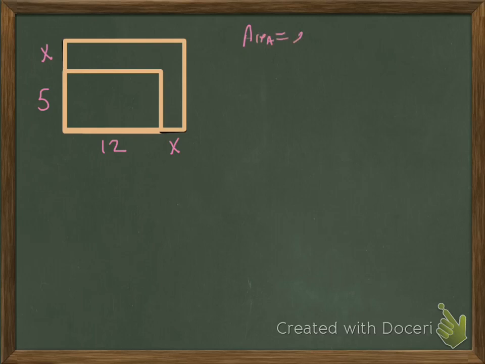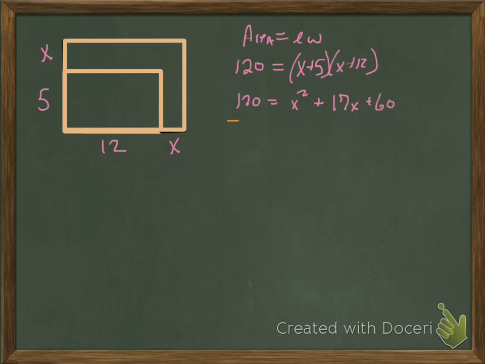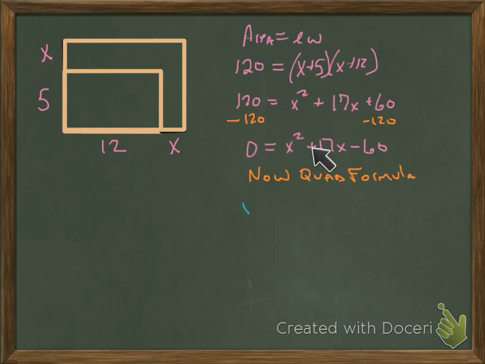Since the total length on one side is going to be 12 plus x, or x plus 12, and the total length on the other is x plus 5, I can FOIL that out. And then once I FOIL it out, I get it into standard form by subtracting 120. And now I'm ready to use the quadratic formula.